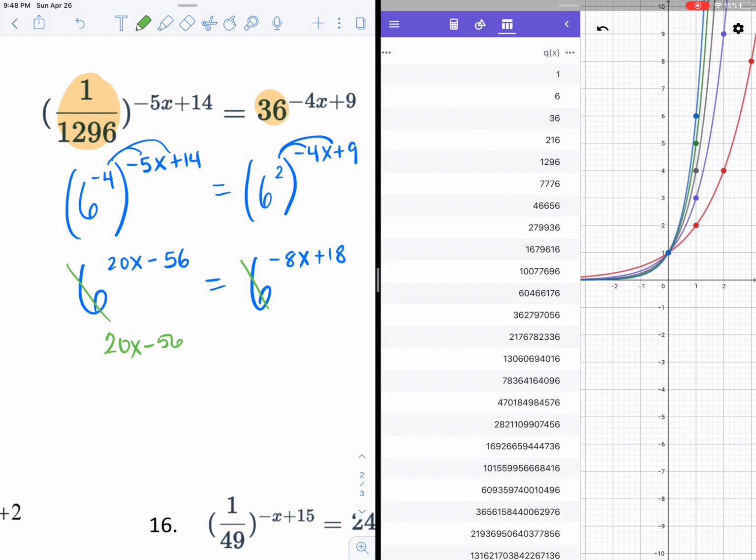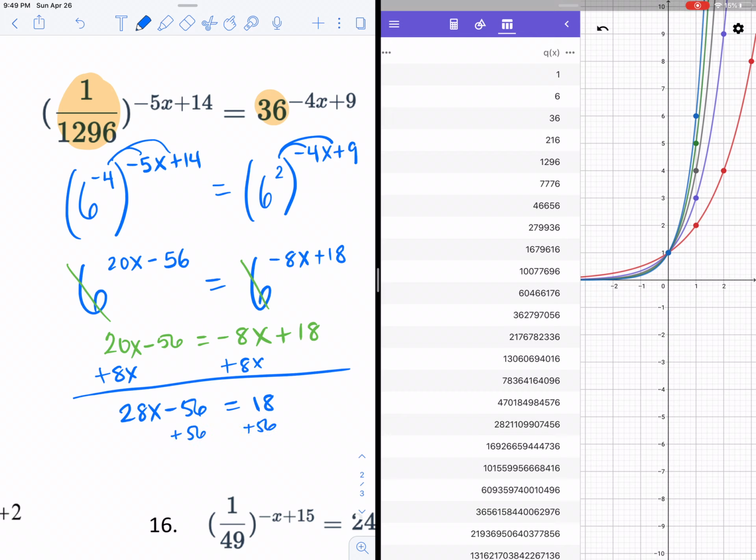20x minus 56 equals negative 8x plus 18. And then I'm going to isolate, add the 8x on both sides. I have 28x minus 56 equals 18. Add 56 to both sides. 28x equals 74. Divide by 28 on both sides.